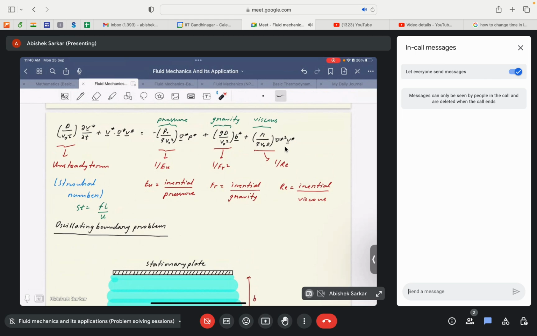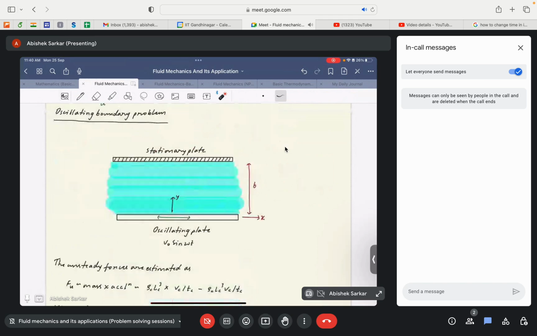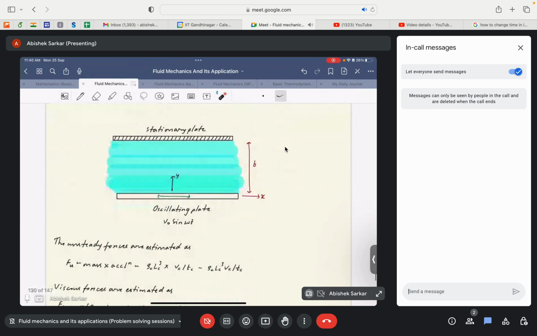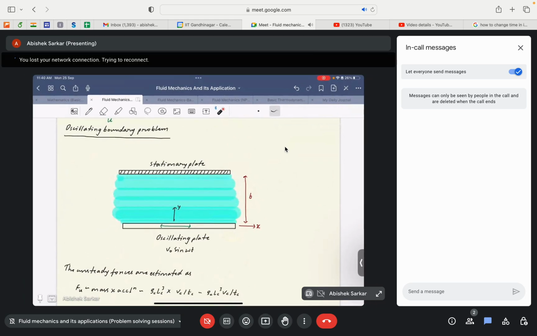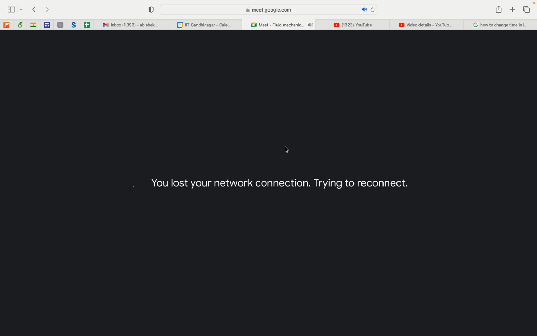So let's go into the case of the following example. This is the case of the oscillating boundary problem. If you consider this geometry, it is basically a flow between two parallel plates. But in this case, one of the plates is stationary and the other plate, instead of moving in a particular direction with a certain velocity as in the case of Couette flow, oscillates along the x direction. The coordinate system shows the x direction along this side and the y direction along this side. So the problem states that one of the plates remains stationary.